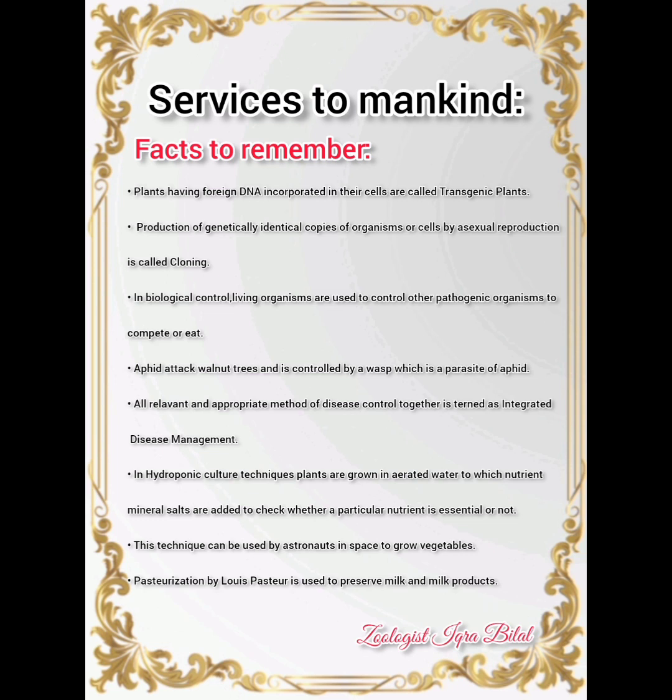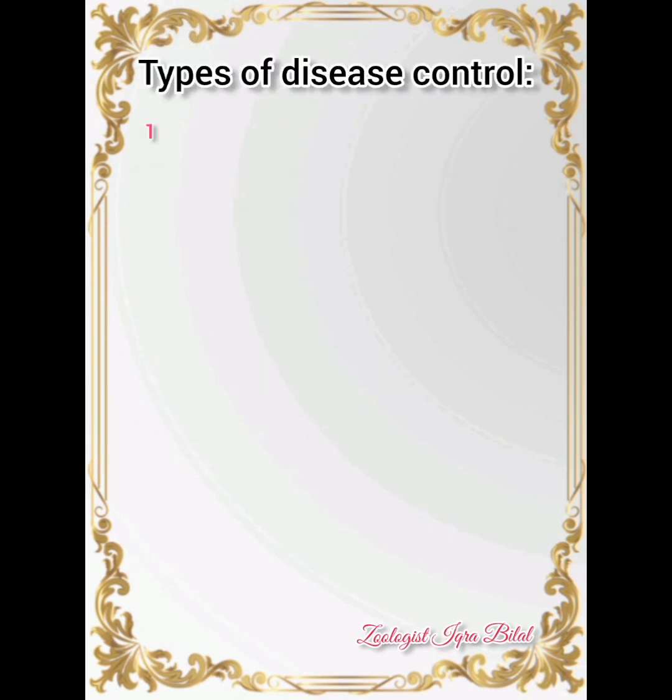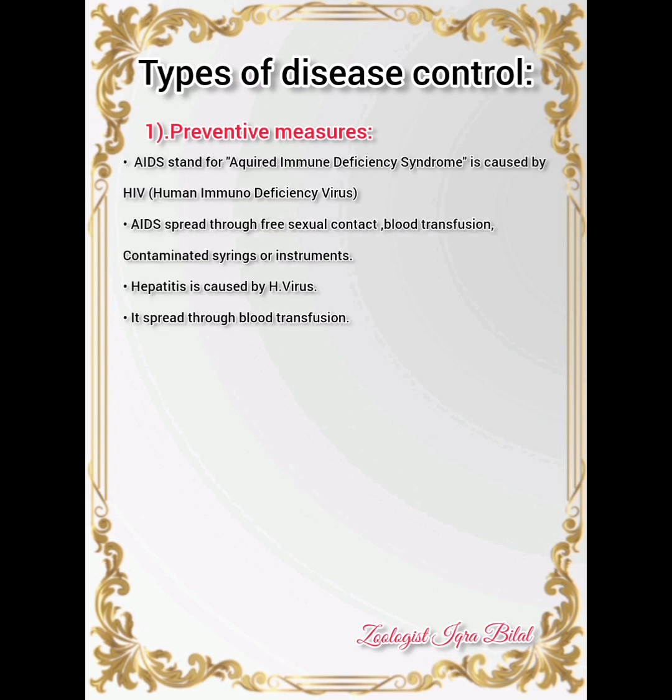Very important definitions already been asked in the PPSC exams. In hydroponic culture techniques, plants are grown in aerated water to which nutrient mineral salts are added to check whether a particular nutrient is essential or not. This technique can be used to grow vegetables. Type of disease control. These are preventive measures.